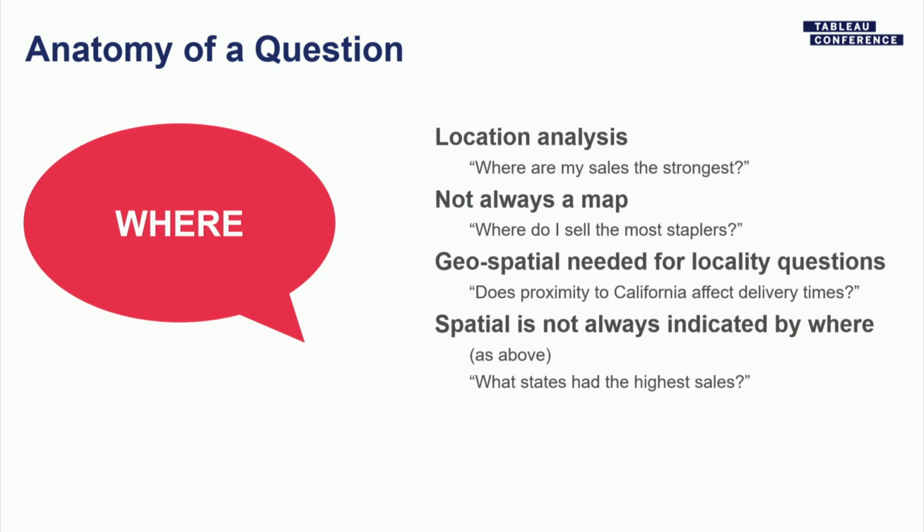So, does proximity to California affect delivery times? I want to be able to see in this result the idea of locality, proximity. Is this close to that? And so we really need that on a map so that we can see that. But just like when, spatial is not always indicated by where. My proximity question there doesn't have the word where in it. Similarly, what state has the highest sales? There's no where there, but it's clearly about space because I use the word state.